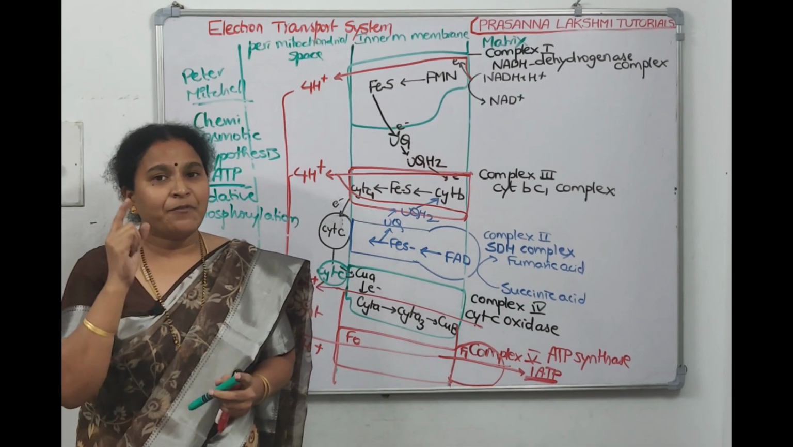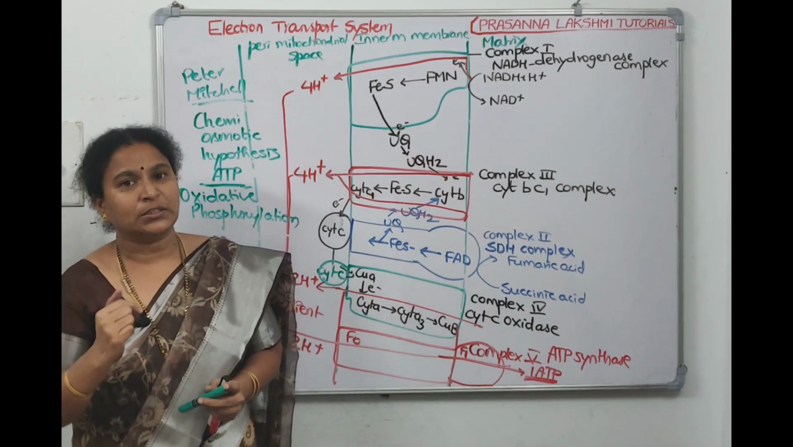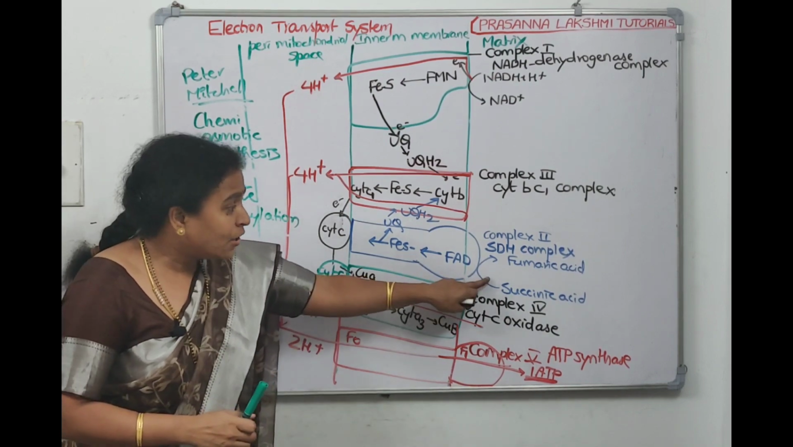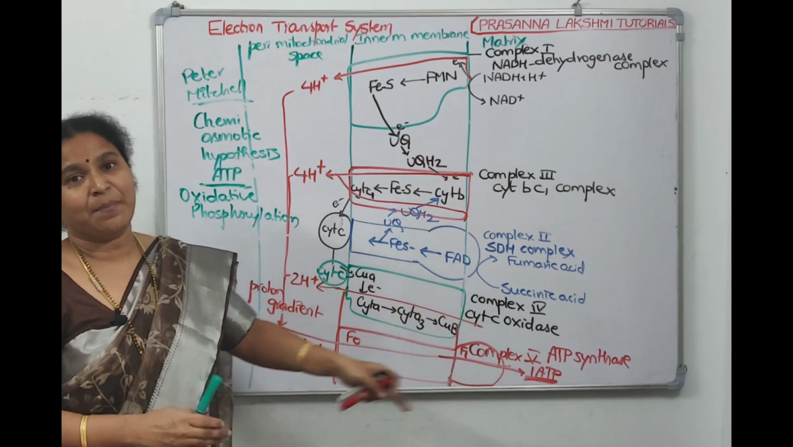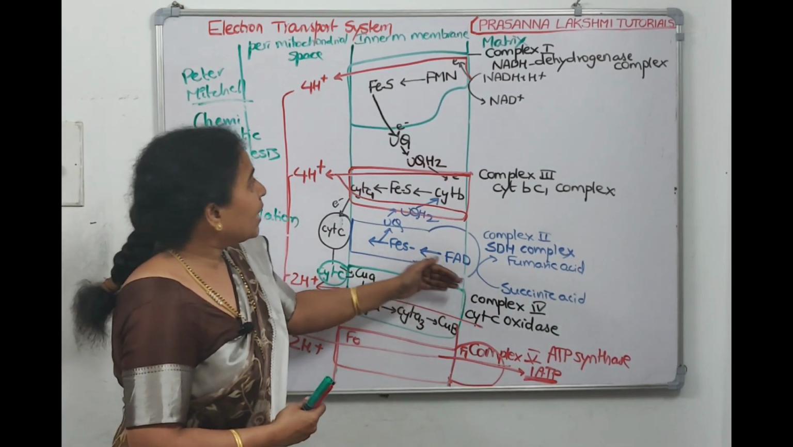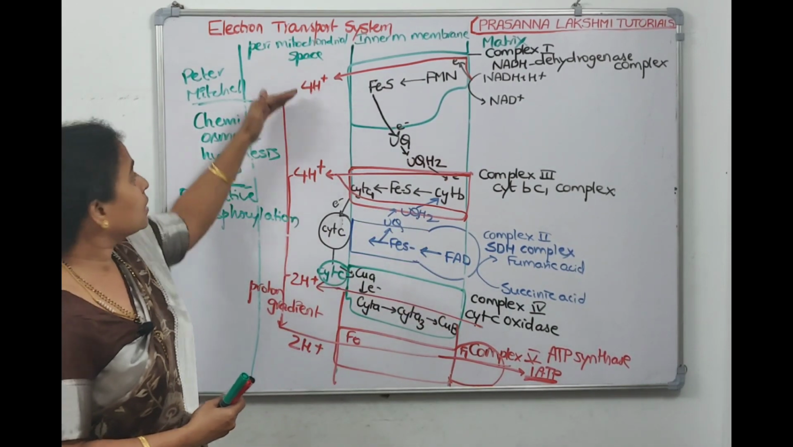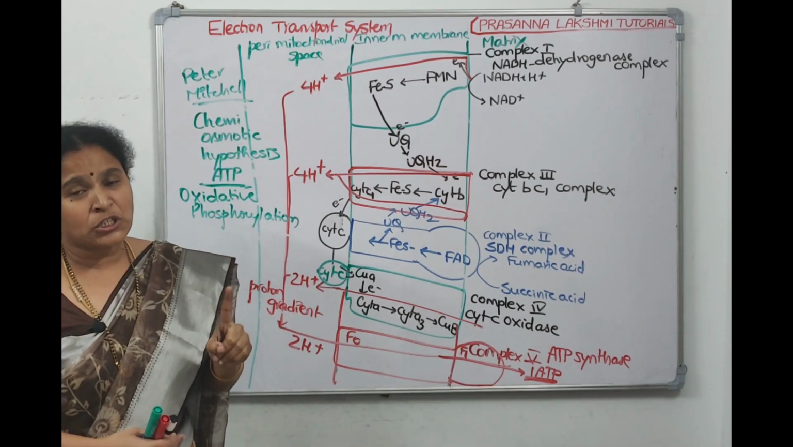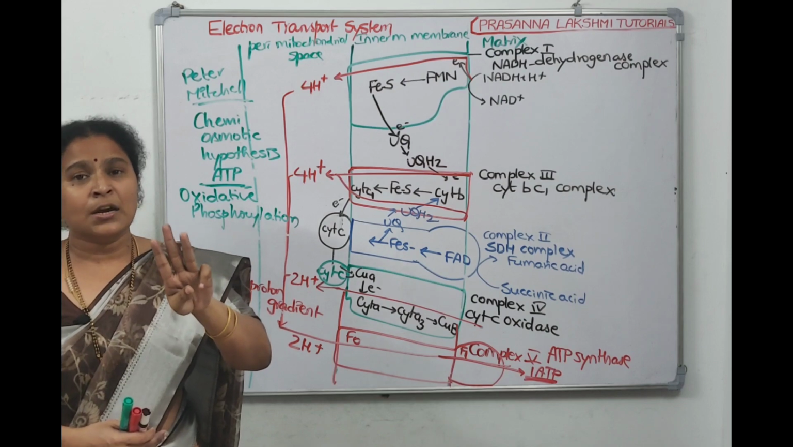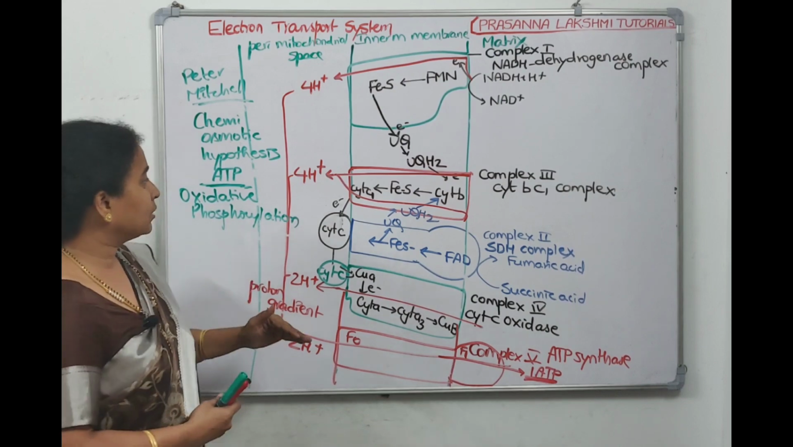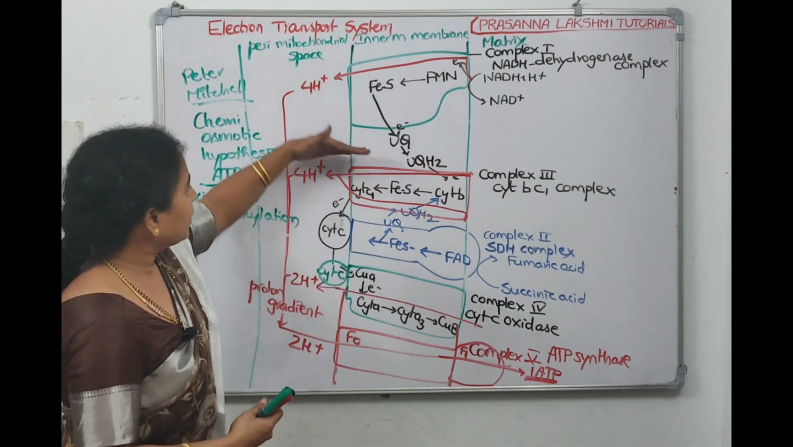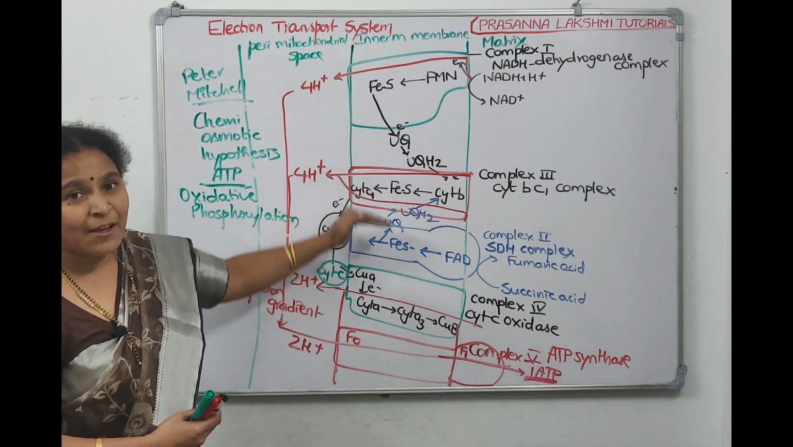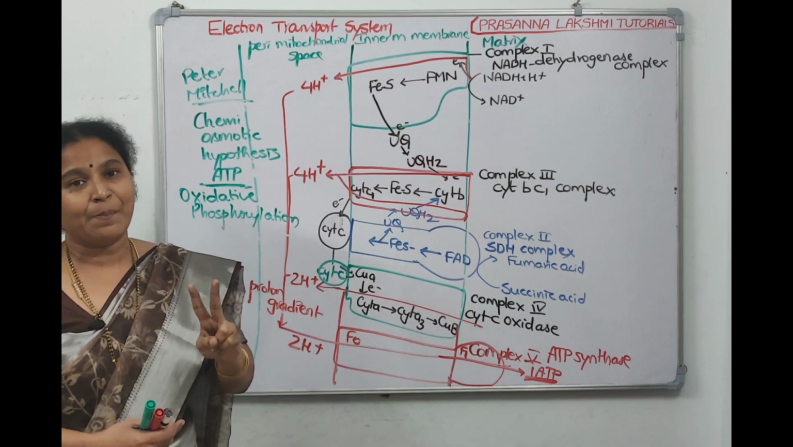Understood? For every one NADH2 which is oxidized, it will make 3 ATP molecules. For every FADH2 which is oxidized, it will make 2 ATP molecules. Since NADH2 starts from complex 1 onwards, more protons get accumulated here. For every NADH2 oxidized, it will give 3 ATP molecules. For every 1 FADH2 oxidized, FADH2 enters from here only. That means we should ignore these 4 protons. So 4 and 2 only. For every FADH2 oxidized, only 2 ATPs will be made.